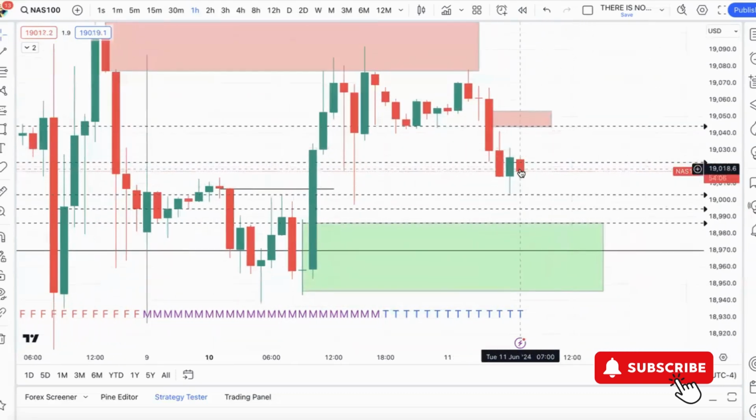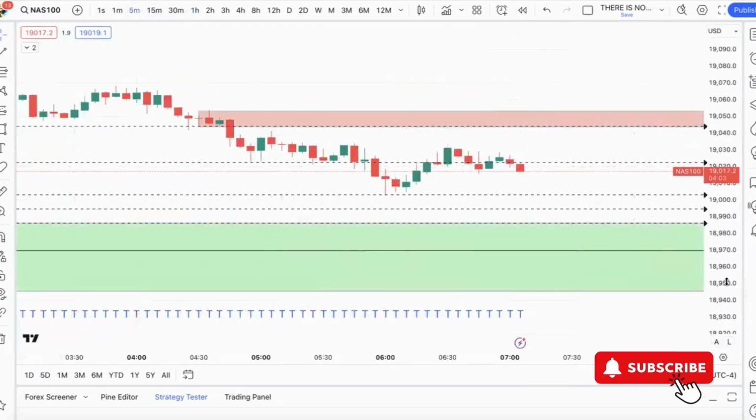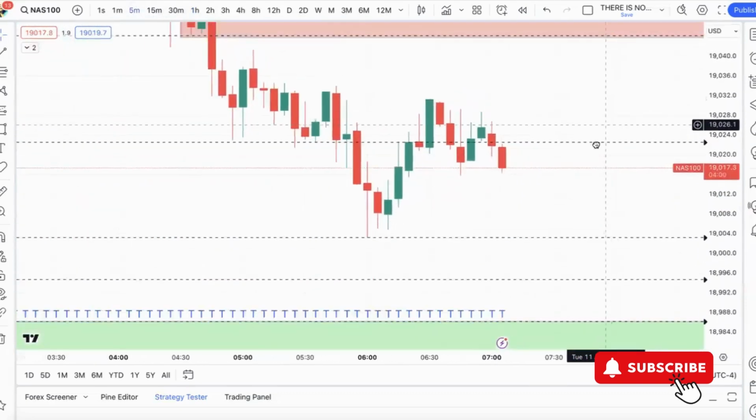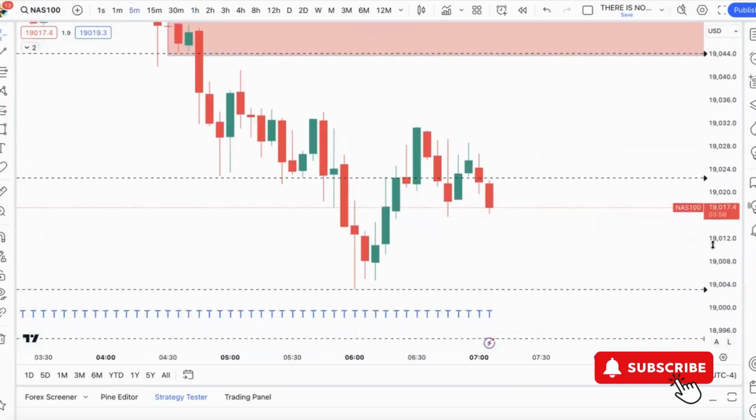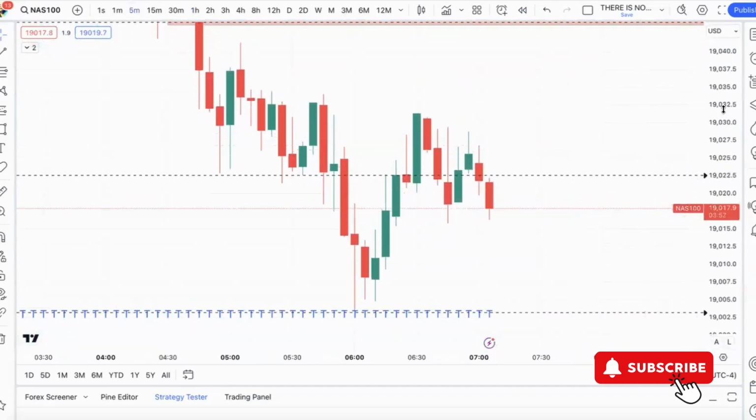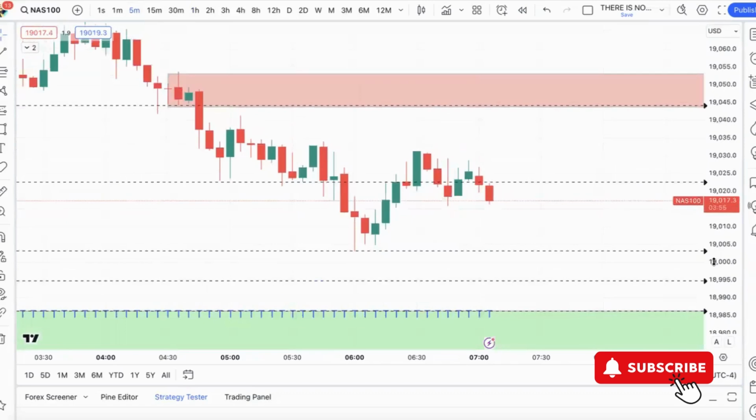And NAS is continuing to move, which is really nice. It's currently not my trading session as of yet. I do want to wait a few hours for my actual trading session to participate. I'll go into the chart, I'll look for my area of interest, and I'll simply be waiting for price to come to my area of interest.